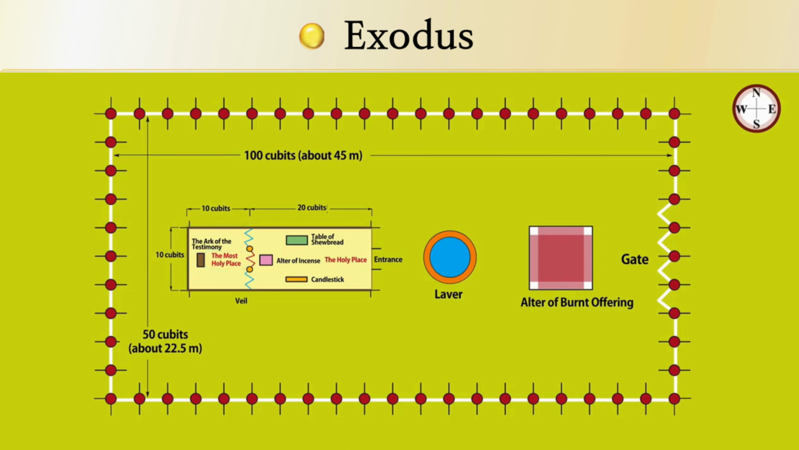When we look at the floor plan, we can see the holy things placed inside the tabernacle. In the holy place, there is a table of shewbread on the north side and a candlestick on the south side, facing each other. Also, at the door, which is a veil that enters the most holy place, there is the altar of incense, and when you open the veil in the holy place and enter the most holy place, there is the Ark of the Testimony.